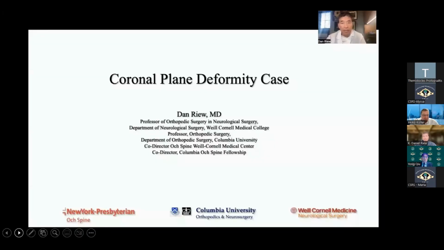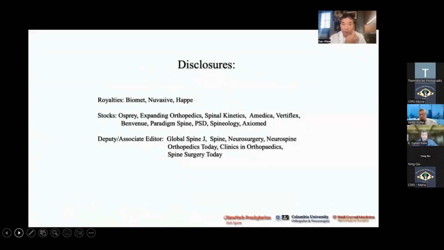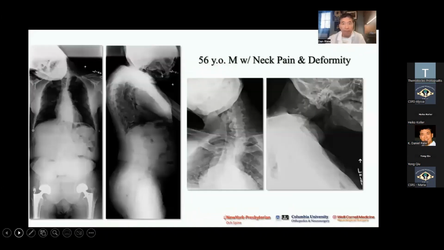Well, thank you. I'm going to be presenting this coronal plane deformity cervical case. And these are my disclosures. I do get royalties on some products and own some stocks that I purchased. This is a 56-year-old male with a lot of neck pain and arm pain and a coronal deformity.